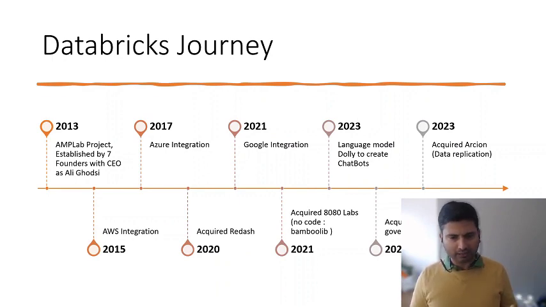Then they acquired a German company called 8080 Labs, which makes a well-known tool called Bamboo. It's a no-code platform, so it also allows you, with a simple drag and drop and user behaviors, to convert that into Python code. It comes very handy for the developers, right?